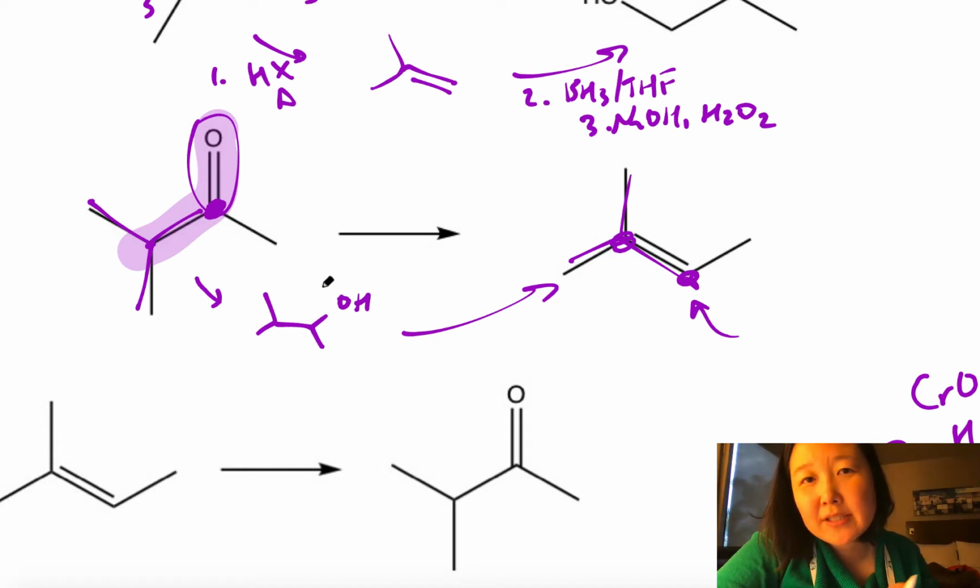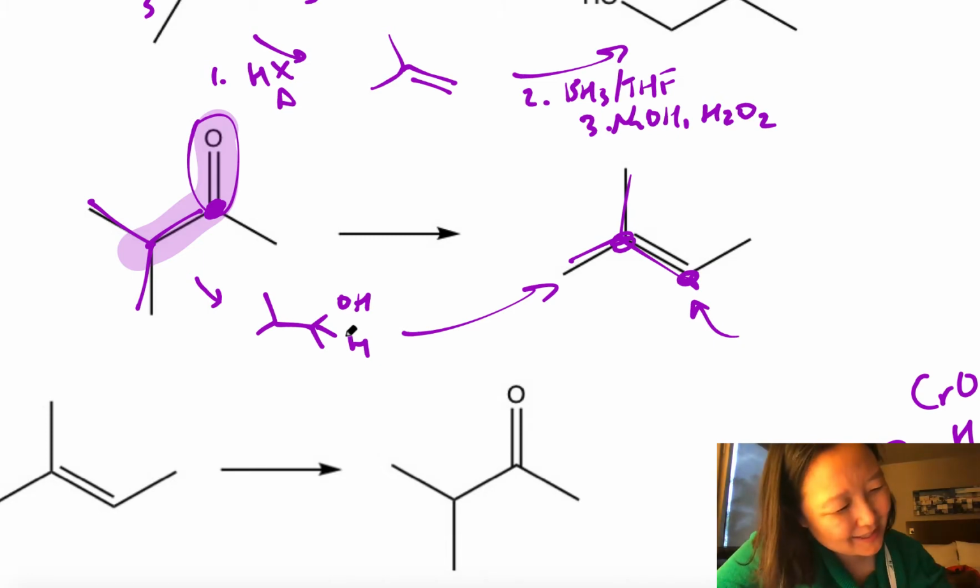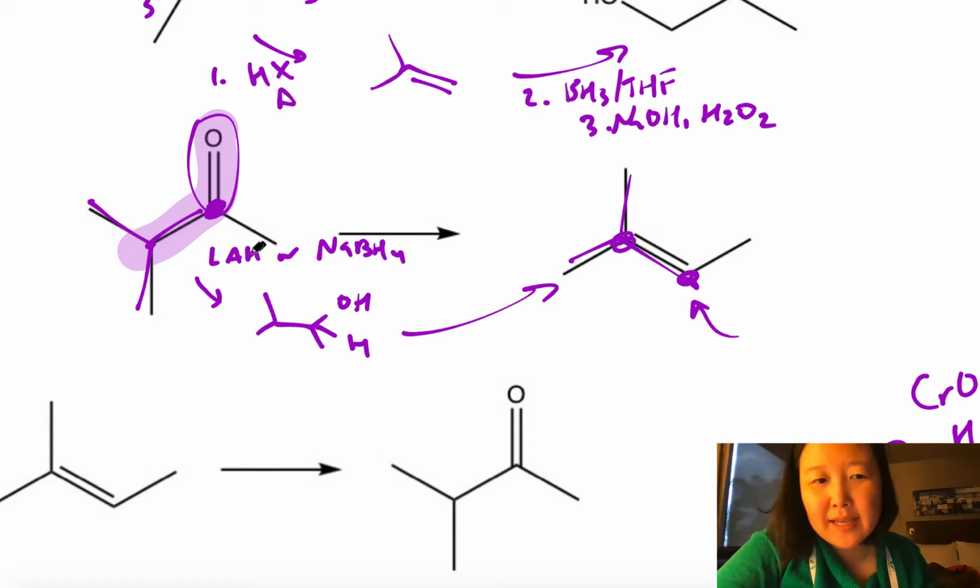I have a lot of students who confuse oxidation and reduction. So this is reduction. I know that because I'm adding an H here and I'm taking a C-O bond away. So what I need to do is use a reagent with H. Okay, so this is like LiAlH4 or NaBH4. Either of those are reducing agents that will work fine for this, okay?